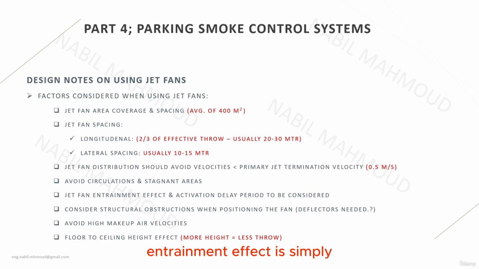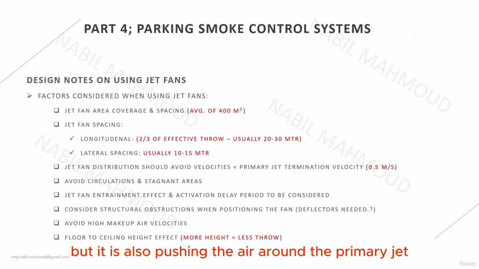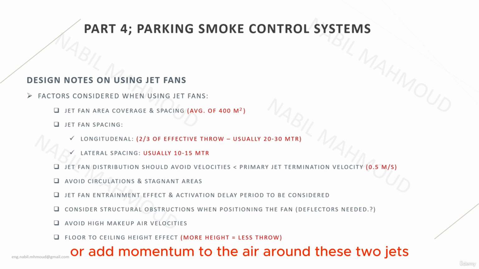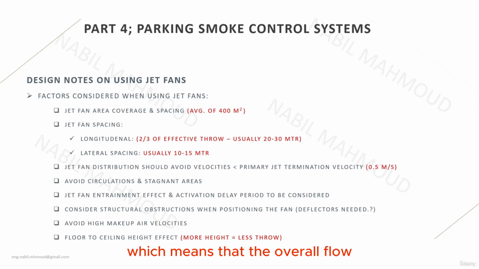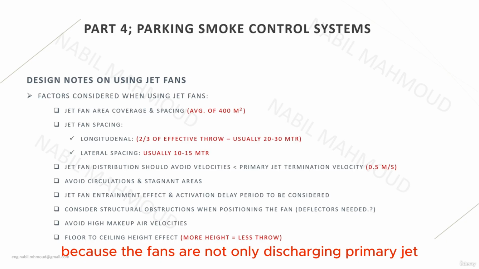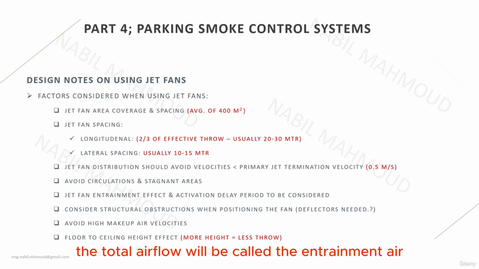Entrainment effect simply means that the jet fan is not only discharging air, but it is also pushing the air around the primary jet. If you put two fans, the two fans will discharge air, but they will also induce or add momentum to the air around these two jets, which means that the overall flow discharged from the cross section of the area where the two fans are installed will be increased because of the entrainment effect. The fans are not only discharging the primary jet, but they are also moving the air around them, so the total airflow will include the entrainment air.